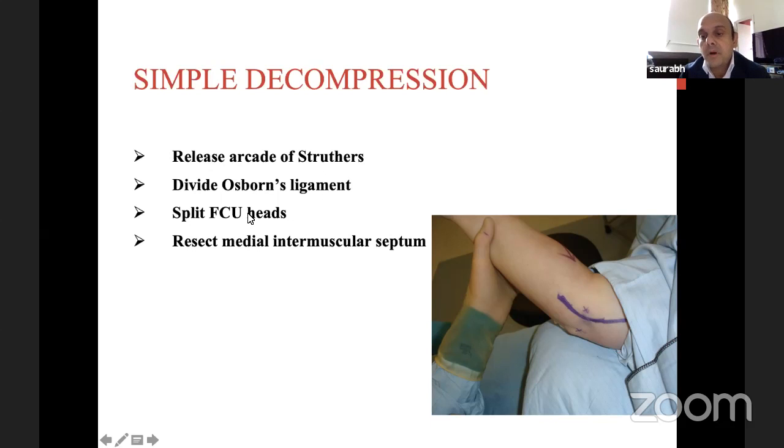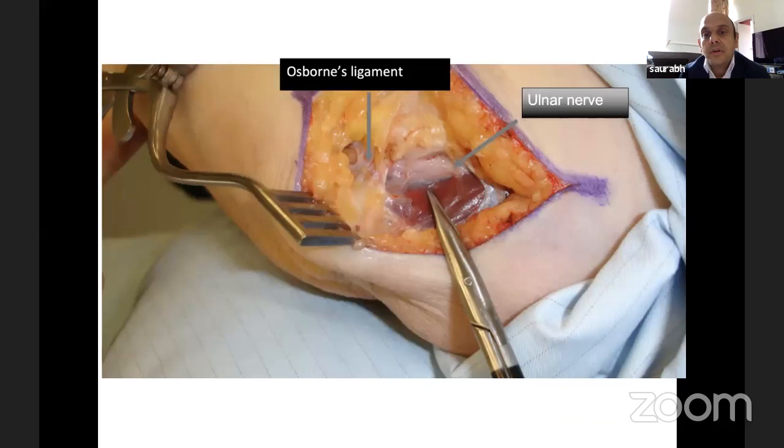So I'm going to show you some operative pictures to try and make some sort of sense out of it. So skin, fat, that's the Osborne's fascia. That's the ulnar nerve. First tip, practical tip: where do you identify the ulnar nerve?